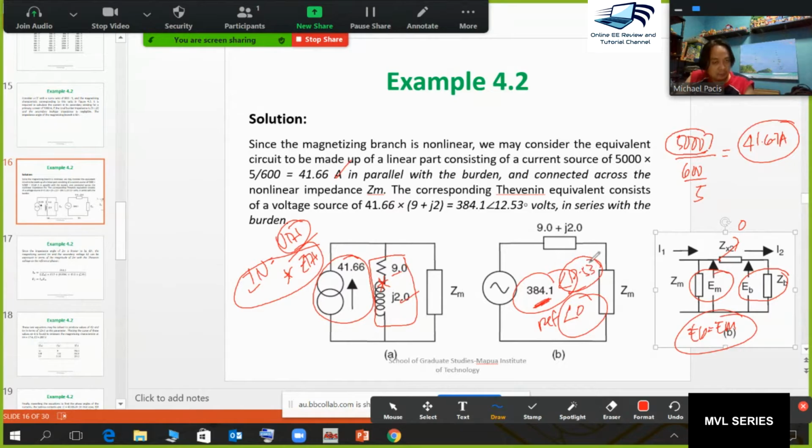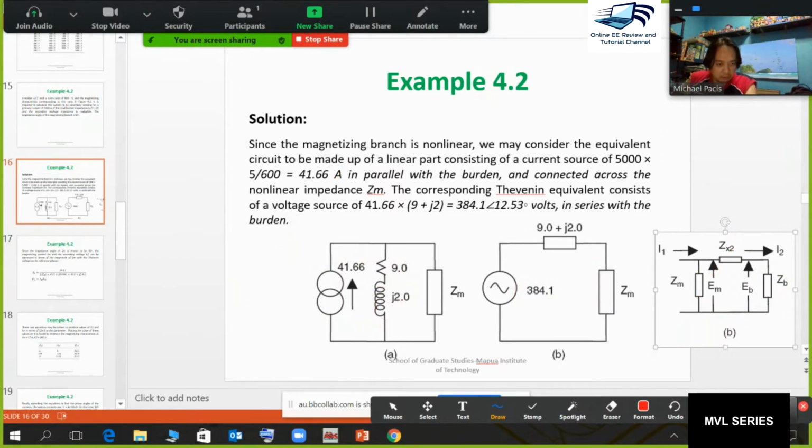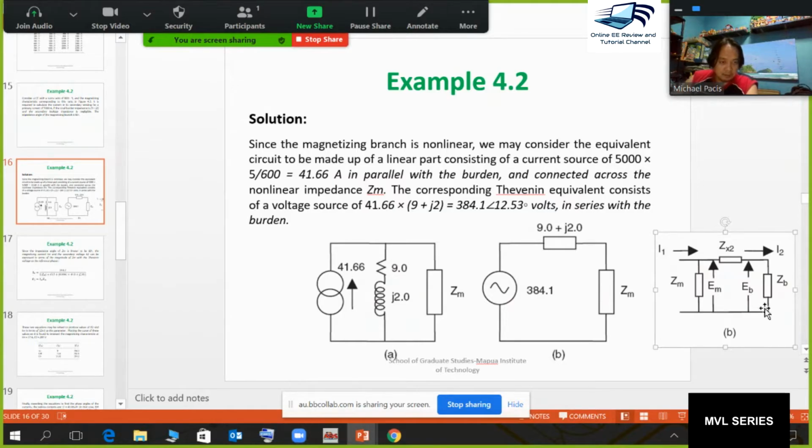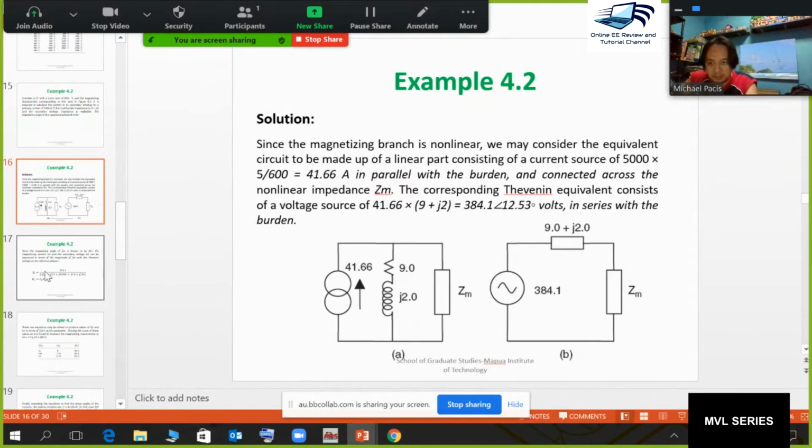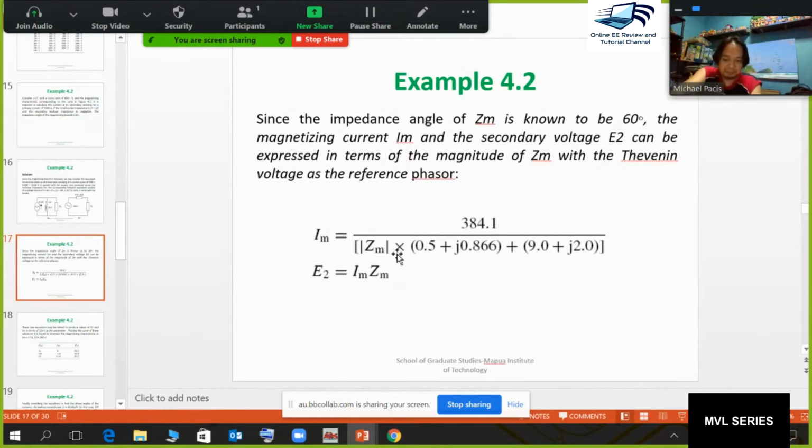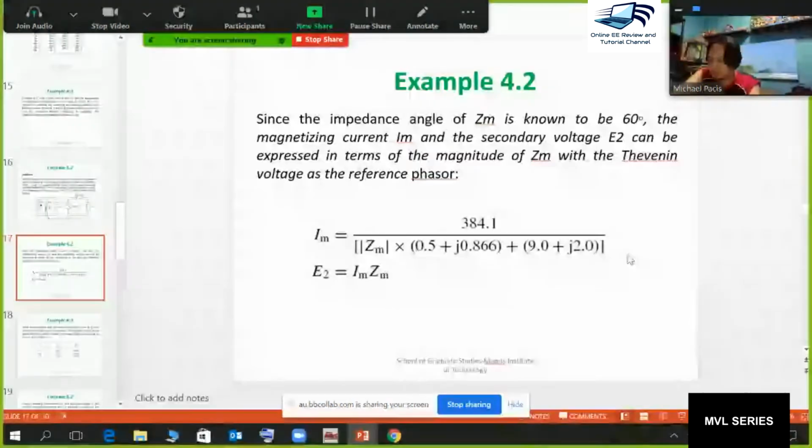So 12.53 will be equal to angle zero for now, so that we can get the value of the other parameter, which is your IM. So this is 384 in the magnitude part, and we make use of that as our reference at angle zero. We will turn it back when we go to the analysis part of your magnetizing current. Okay, we can clear all the drawings here. We will make use of that diagram later. Now it will become like this.